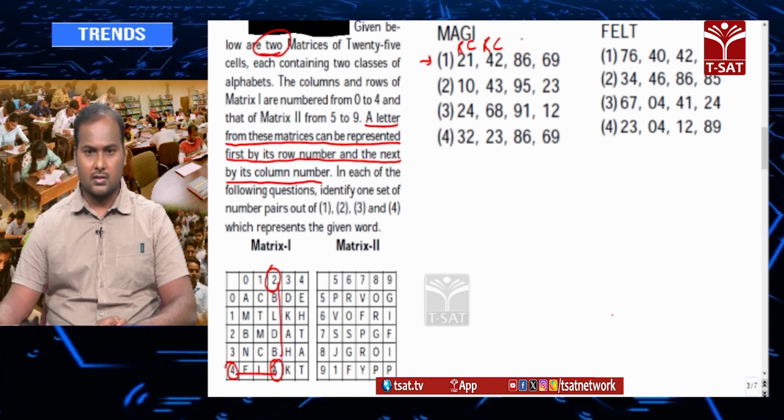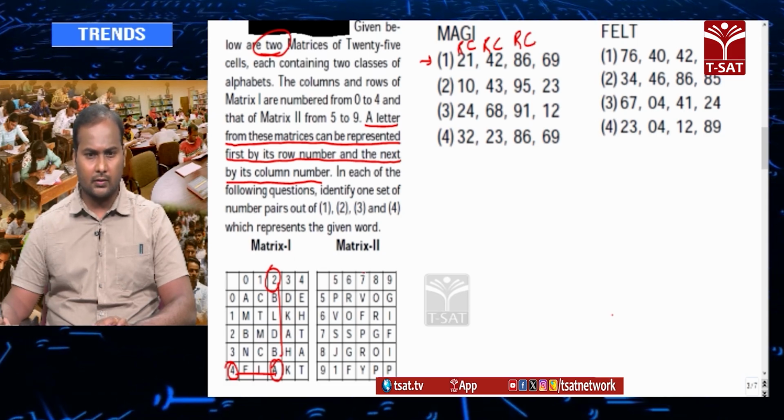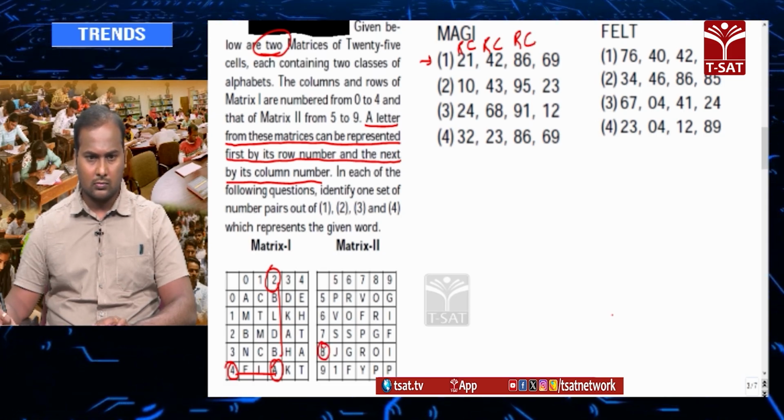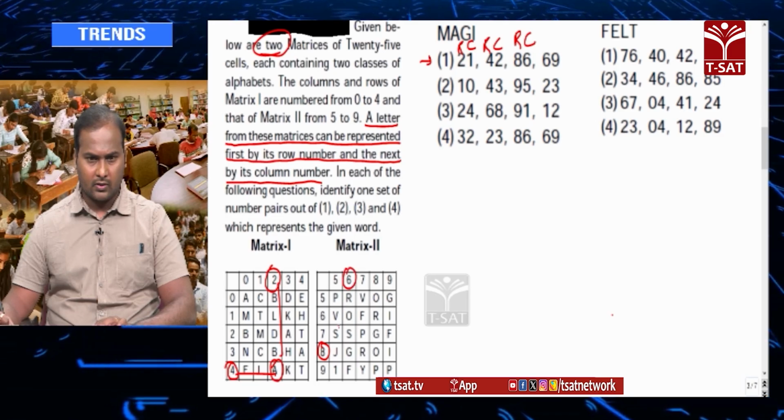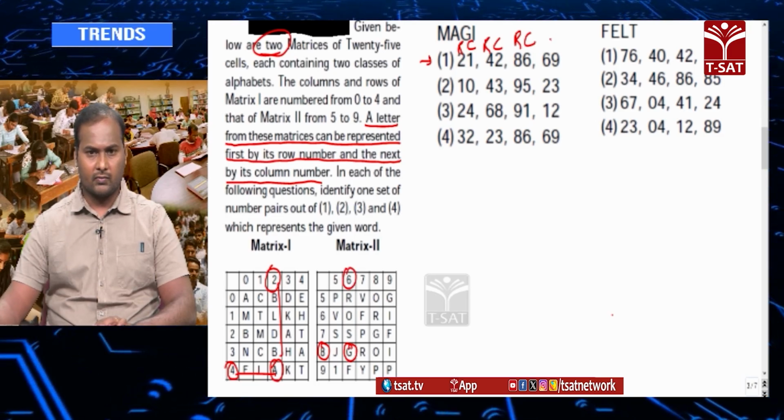Then 8, 6. 8 is row, 6 is column. Now check here, 8 is row, 6 is column. So what do you have here? G is there. So it is also representing G.